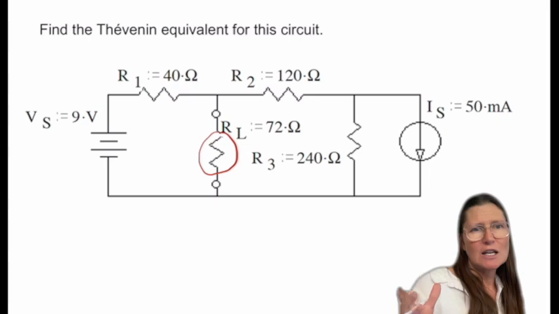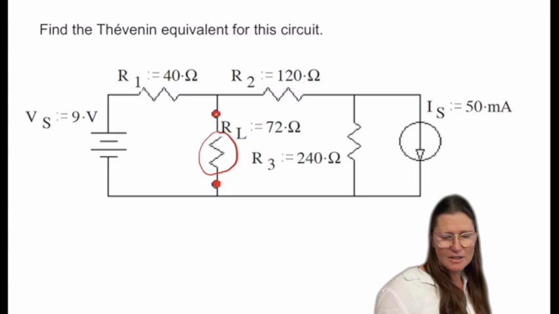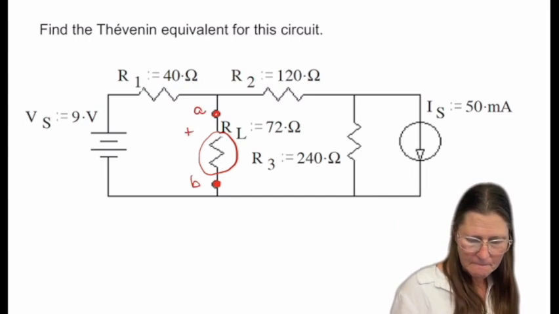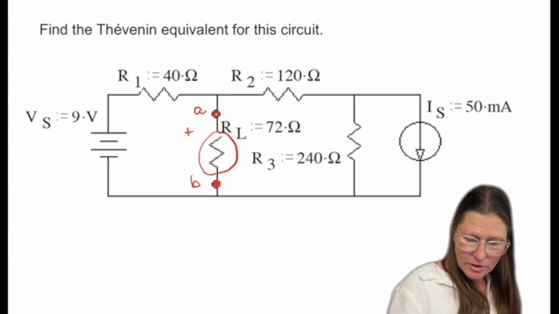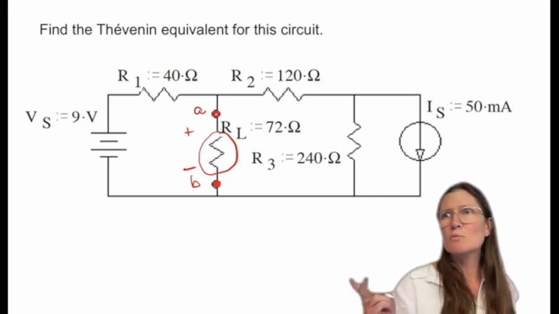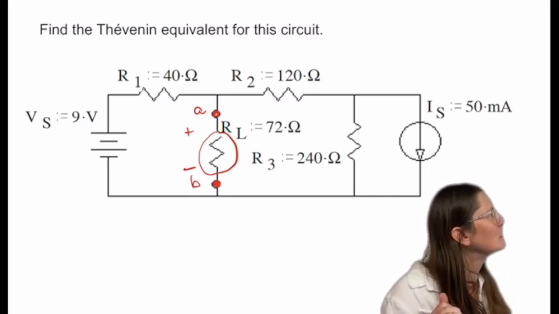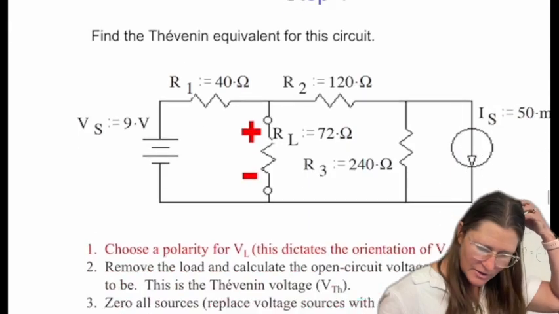So take that out, determine your polarity, find the voltage between A and B here, after you've taken that out. Note that this has two sources, so you might want to use superposition to find that voltage. So go ahead and try and find those.